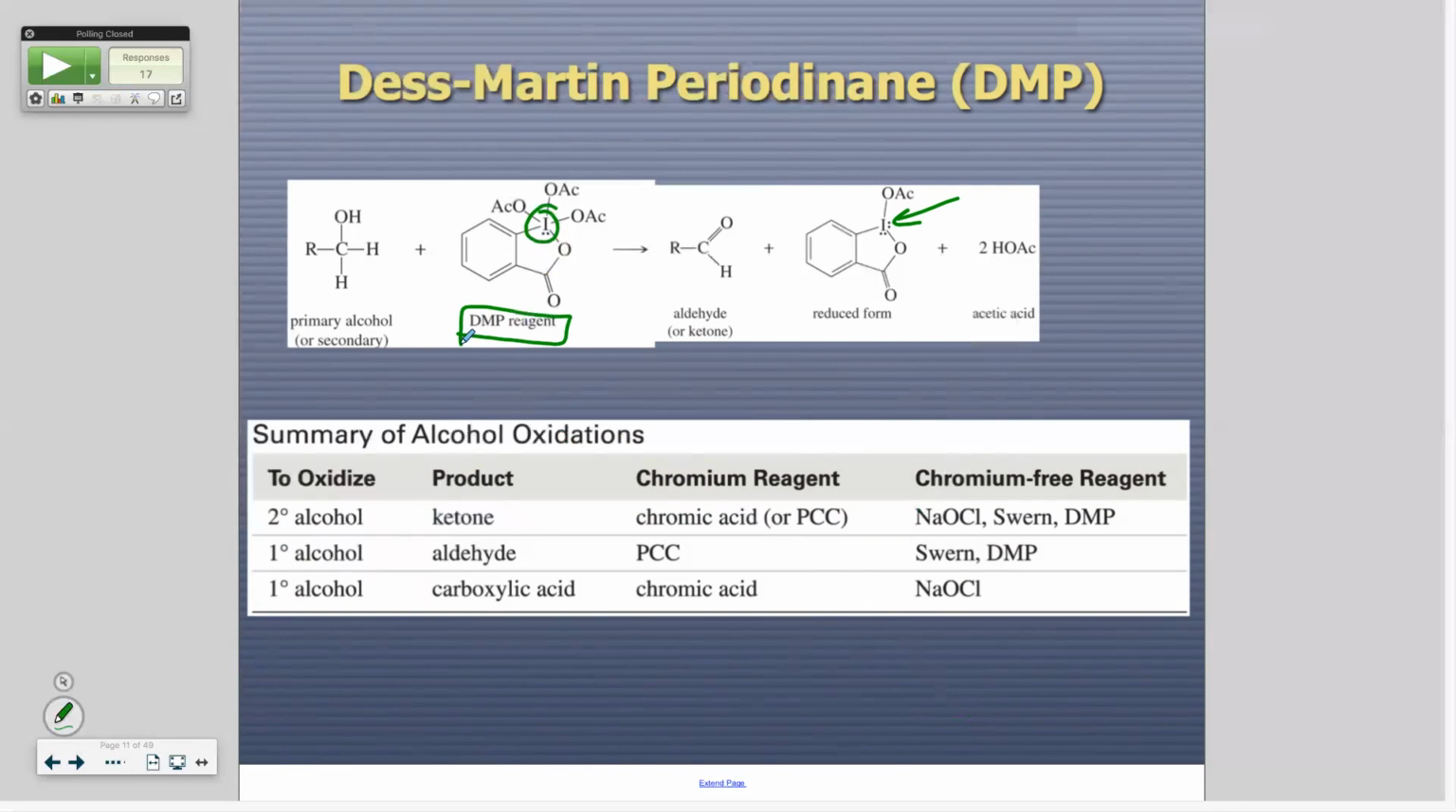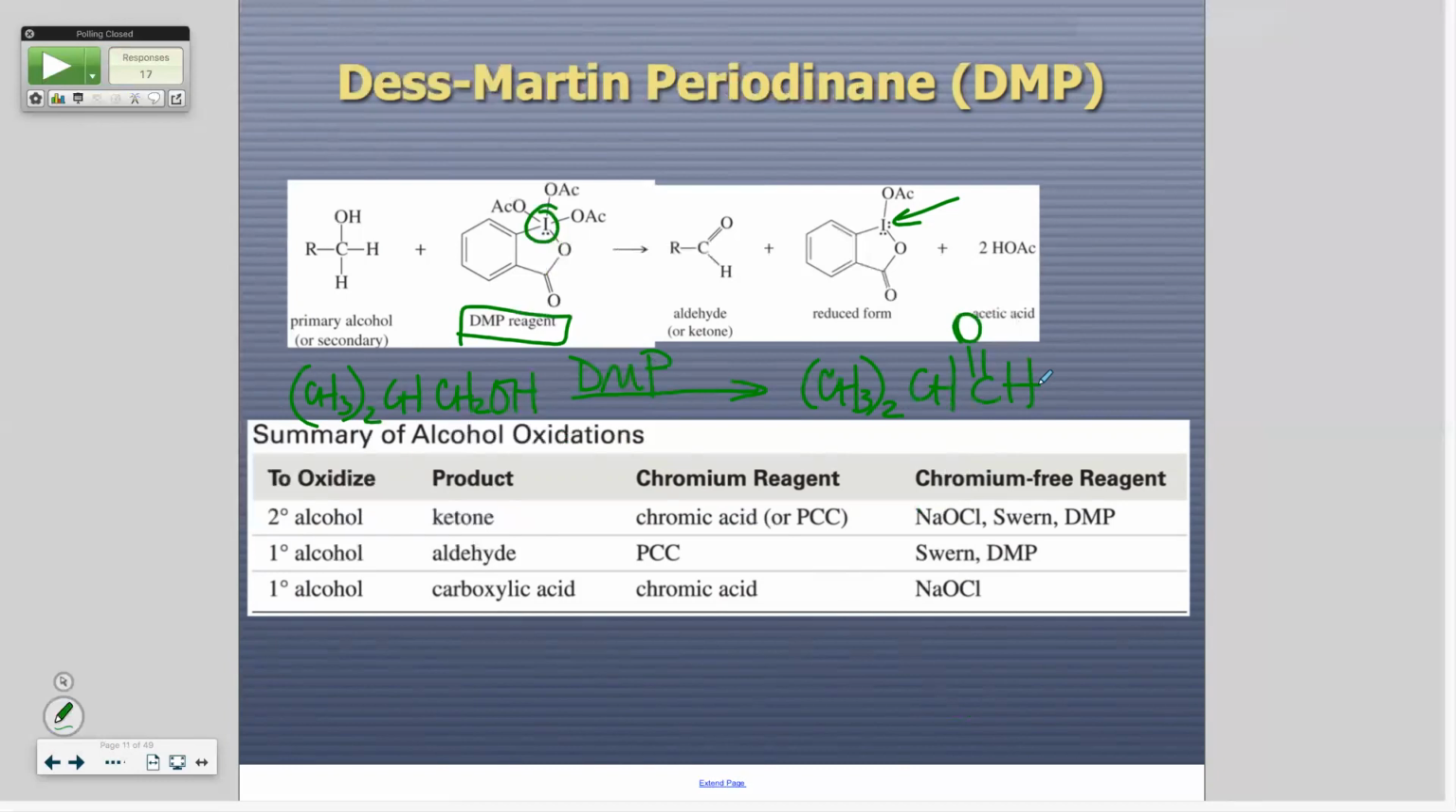Okay, so if I had this and I did DMP, okay, what would I get? What kind of alcohol is it? Primary. So what am I going to get? An aldehyde. Can you draw the right one? Okay, notice nothing rearranges. Don't worry about any of that.